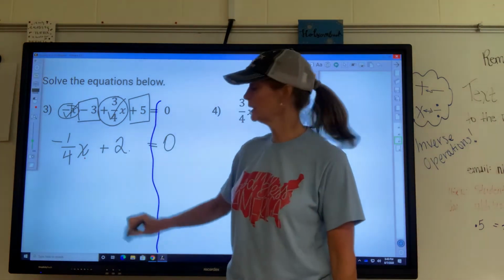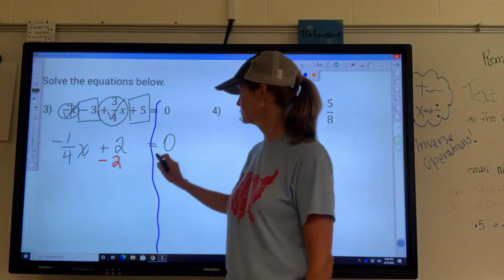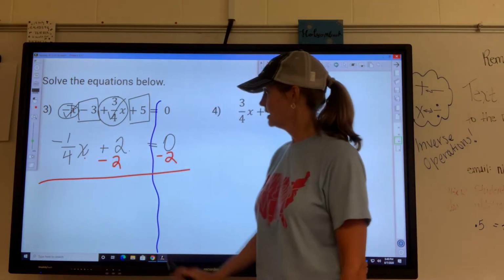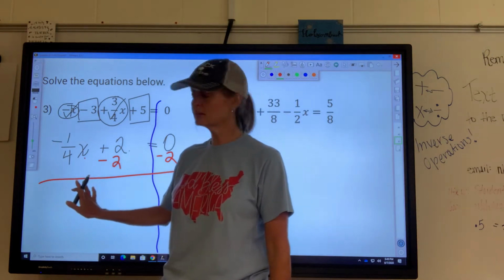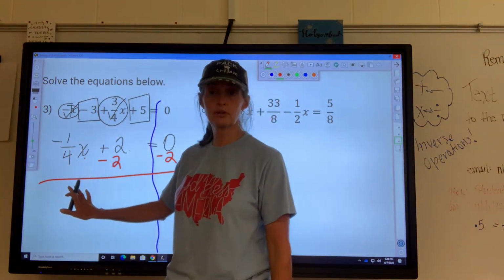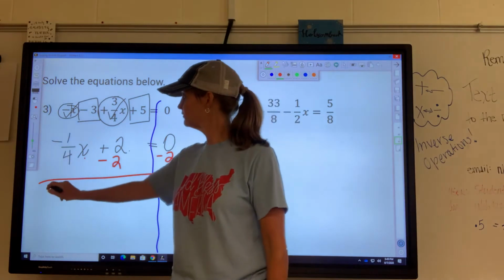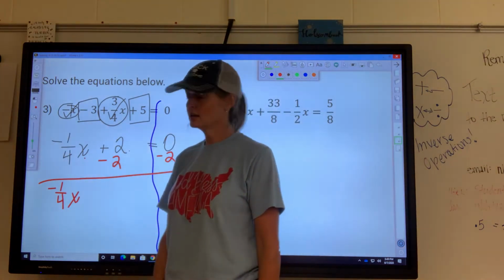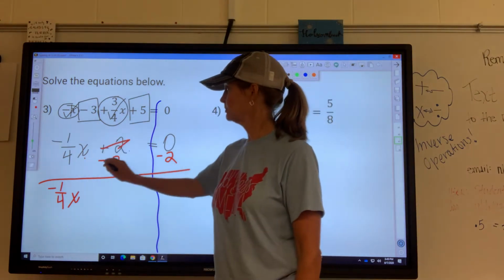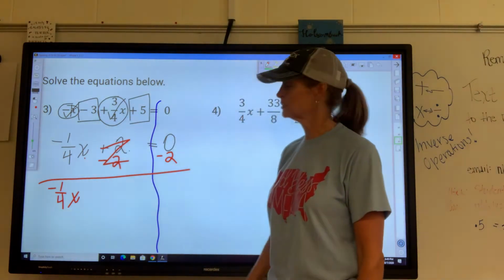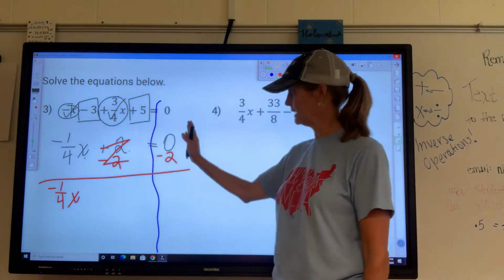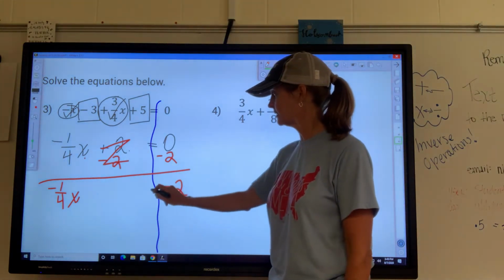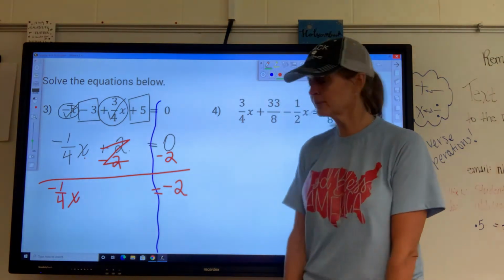How do you get plus 2 away? Inverse operations. We're going to minus 2 on both sides because it's an equation. Whatever's over here on the left side, I'm going to go do it and keep it on the left. So I got negative 1/4 x right there. And then what happens to your plus 2 minus 2? They zero out. What happens to 0 minus 2? And now I'm on the right side of the river, so my answer stays on the right side of the river. My equal sign stays on the river.